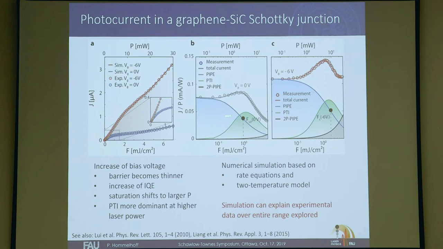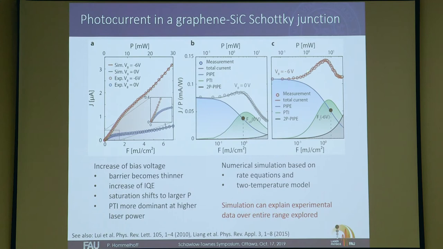We have one contribution that is so-called prompt internal photoemission. You excite an electron, it makes it over. That is the blue part here. There is also a component that is a photothermionic current. I don't want to go into detail. That is the green one here. And we have another one that is two-photon prompt internal photoemission. This is the black one that kicks in here. These processes can be nicely modeled and extracted from these curves.